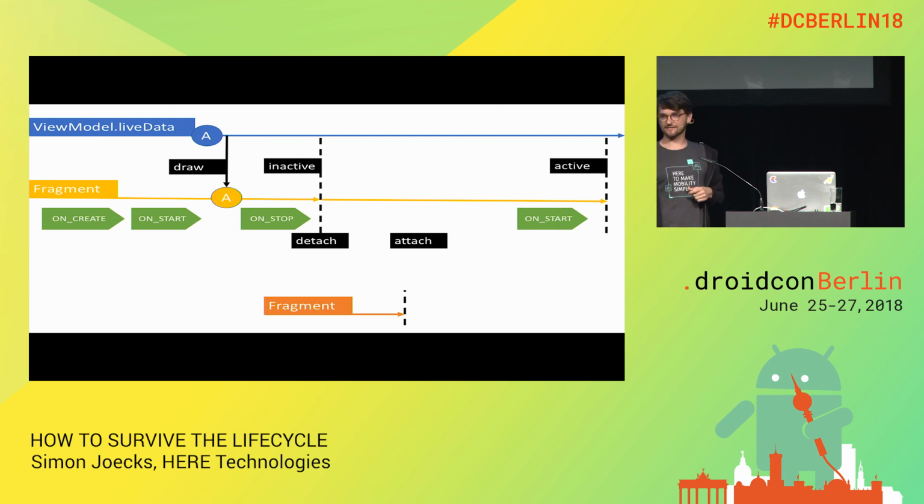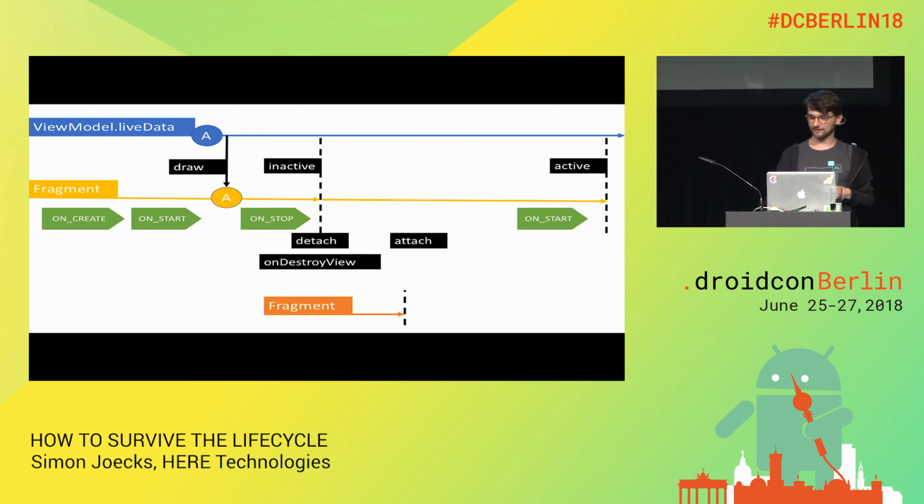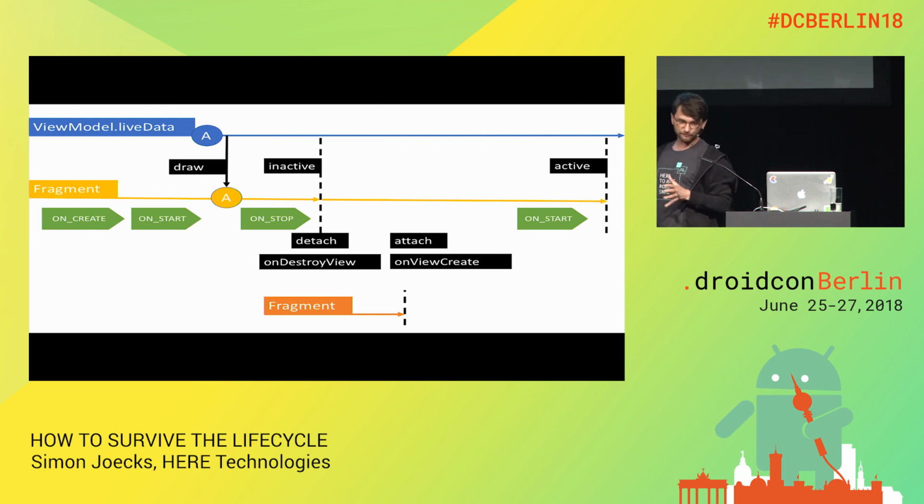Because we have had the same observer as previously, we actually marked A as already delivered. But what happened in detach and attach again is that we actually destroyed the view. So there's a brand new view at this particular moment when we're reattaching the fragment. And this view doesn't know anything about A. So what you're going to show at this particular moment is an outdated view. So this is a problematic issue.